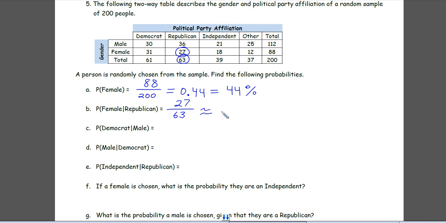Okay, let's punch that in. You should be getting, I'm going to do this to 4 decimals out, so then when I move it, it'll be to the nearest hundredth. So that's 0.4286. And then we move our decimal over to get 42.86%. So there's a 42.86% chance that a female is chosen if we know that the person's a Republican.